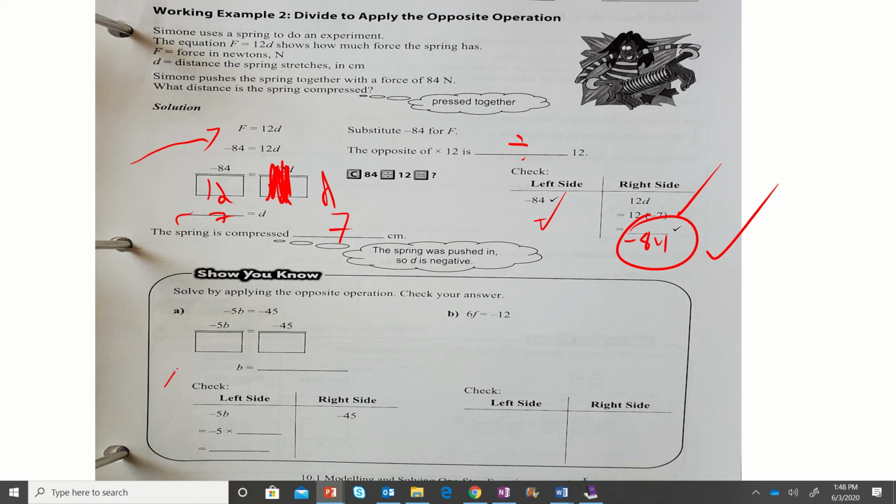We're going to do the show you know just on the bottom here. Negative 5B equals negative 45. So the opposite, what we want to do is cancel out this negative integer here. So I'm going to go negative 5 here and negative 5 here.